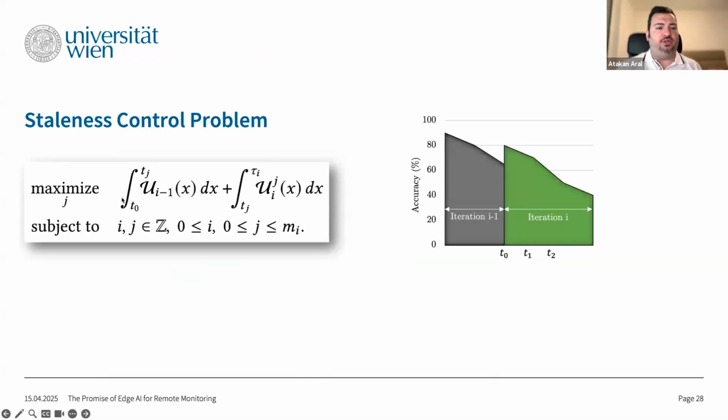So, as I said before, the problem can be formally described as the area under the combination of these two curves. The utility, in this case, we used accuracy, but you can use any utility function. Utility of the stale model from t0 to time tj, where you make the switch to the new model, and then from time tj to the end of the current iteration. I think the times are wrong here for some reason.